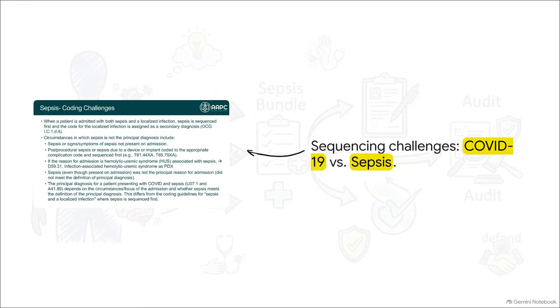Let's also briefly highlight a major edge case we see today, sequencing COVID-19 versus sepsis. Usually when a patient has sepsis and a localized infection, sepsis is sequenced first. However, the principal diagnosis for a patient presenting with both COVID and sepsis depends entirely on the specific circumstances and the primary focus of the admission. It's not a blanket rule. It requires careful, individualized chart review, unlike your standard localized infections.